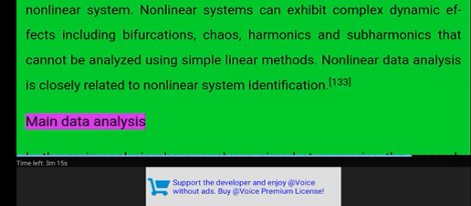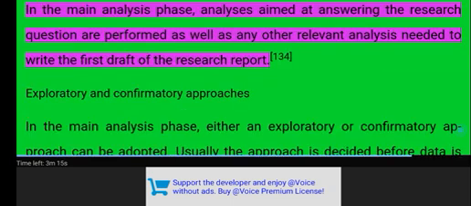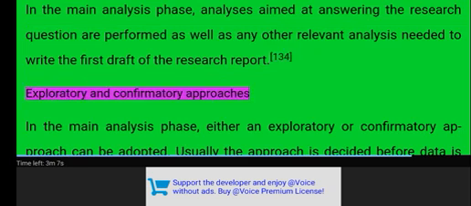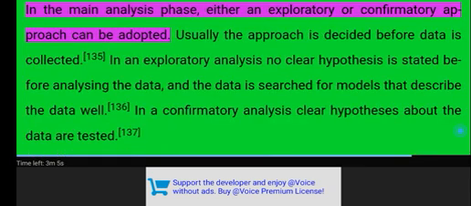133. Main data analysis. In the main analysis phase, analyses aimed at answering the research question are performed as well as any other relevant analysis needed to write the first draft of the research report. 134. Exploratory and confirmatory approaches. In the main analysis phase, either an exploratory or confirmatory approach can be adopted. Usually the approach is decided before data is collected.